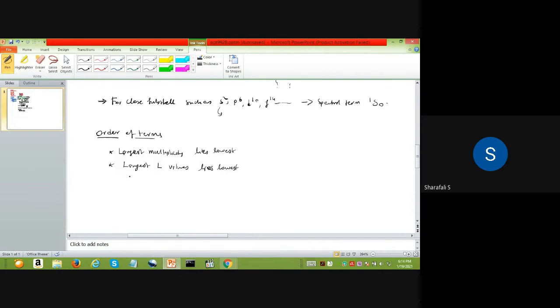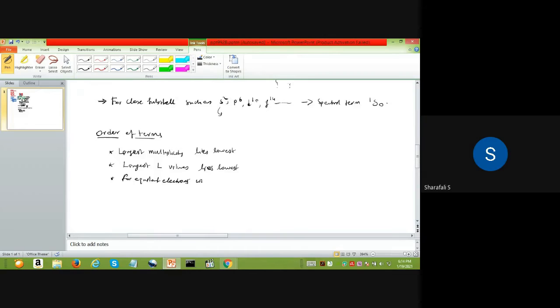And if both have the same L values, then with equivalent electrons in a less than half-filled subshell, the level with the lowest J value will be lowest. If you have equivalent electrons, it means that they have the same L values.